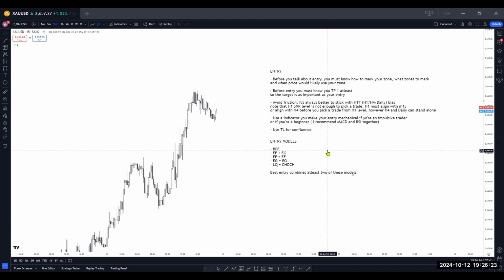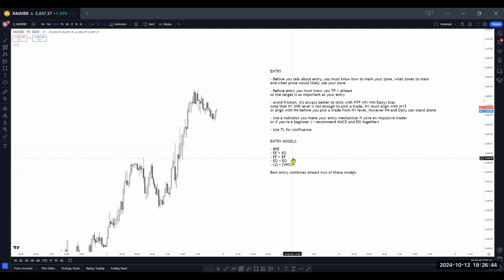That's very, very important. Another thing to add to your entry is to always use trend lines. Trend lines are super important confirmations. They tell you when to cut your losses, and they tell you when to keep holding your trades and all of that.